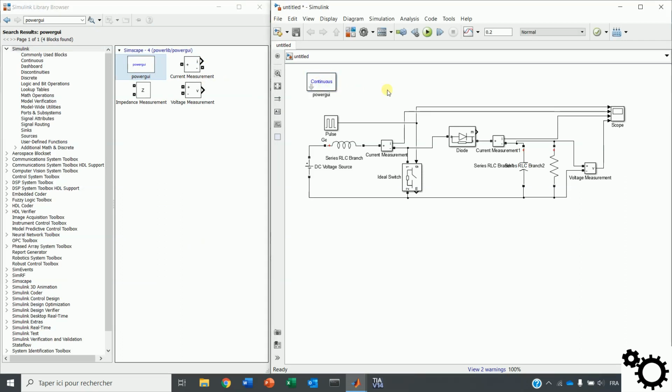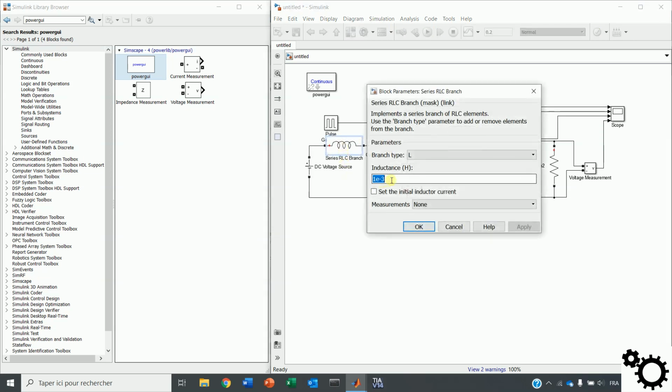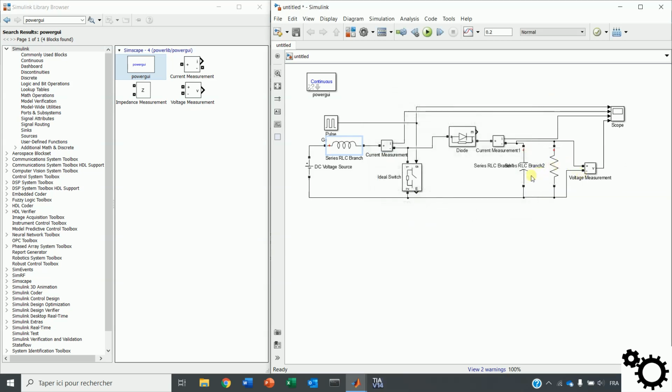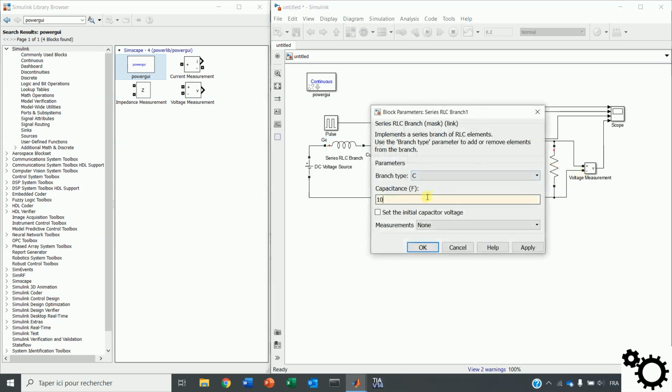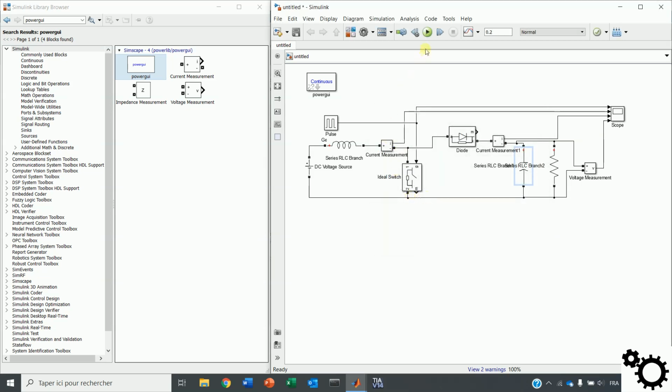So I will show you first the continuous mode and then the discontinuous mode. For the continuous mode, the current through the inductor is always greater than 0. So I choose for the inductor this value, and for the capacitor this value. So we can run the circuit on a sample time of 0.2 seconds and run it.